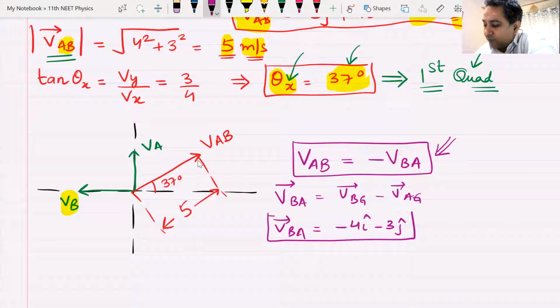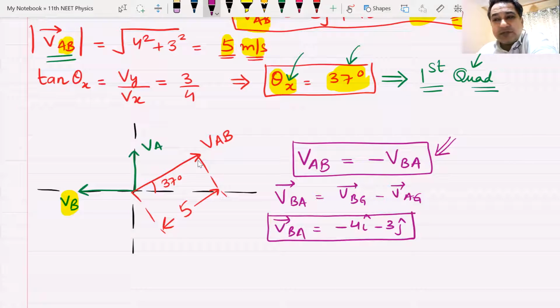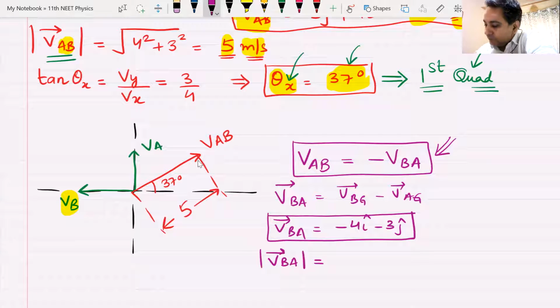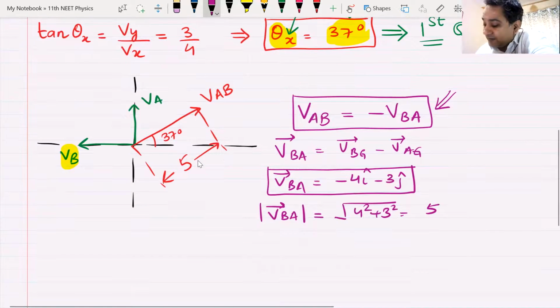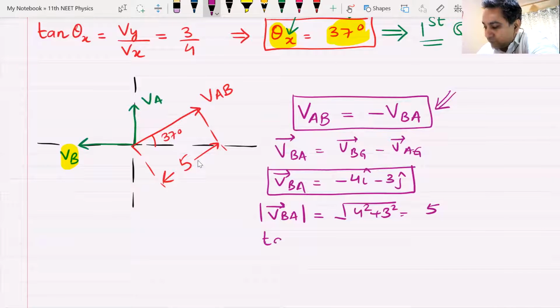So you find it out from the original formula or you find it out from this formula. In all cases, it will come same. What about the magnitude of velocity of B with respect to A? What is the magnitude, Niharika? Sir, it's 5 meter per second. Under root of again 4 squared plus 3 squared is again 5. What about the angle it makes with the x-axis, Niharika? Tan theta. It's 37 degrees, sir.